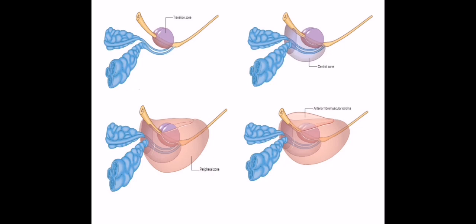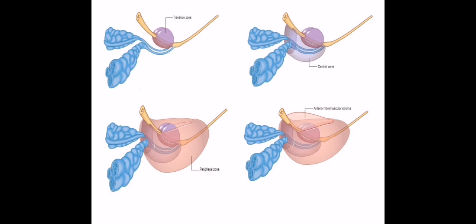The second zone is the central zone, which surrounds the ejaculatory ducts and projects under the bladder base. It contains about 25% of the glandular tissue. The peripheral zone surrounds both of these zones and forms the bulk of the prostate and the apical part of the prostate. It forms the apical, the posterior, and the lateral aspects of the prostate.